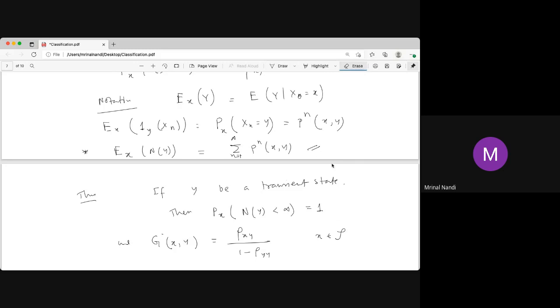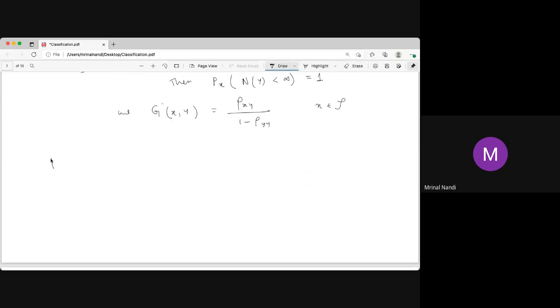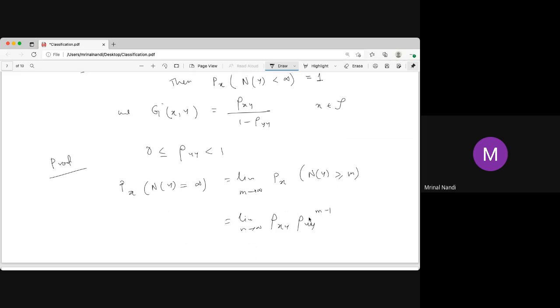So how to prove this? The proof is clear. We know rho_xy is strictly less than 1 because it is a transient state. Now what is the probability that, starting from y, it visits infinitely many times? This is nothing but the limit as m tends to infinity of the probability starting from y that N(y) is greater than m. This is in a limiting sense. This equals rho_xy times rho_yy to the power m minus 1, but rho_yy is less than 1. You are taking this power as m tends to infinity, which means it is 0.